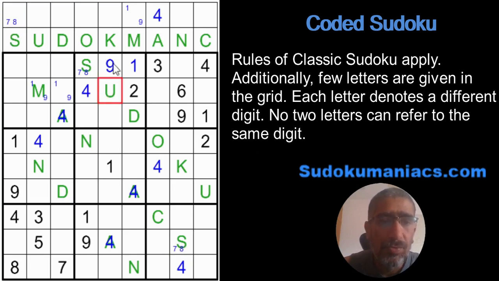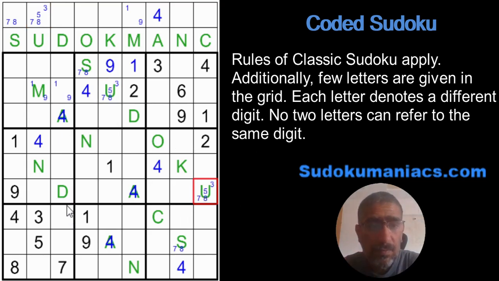Let's look at U. 1 and 2 is not possible. 3 is possible. 4 not possible. 5 is possible. 6 is not possible. 7 and 8 is possible. Yes, for this U as well. 9 is not possible. Okay, so I know it's 3, 5, 7, 8. So now it's easier for me to plug it in.